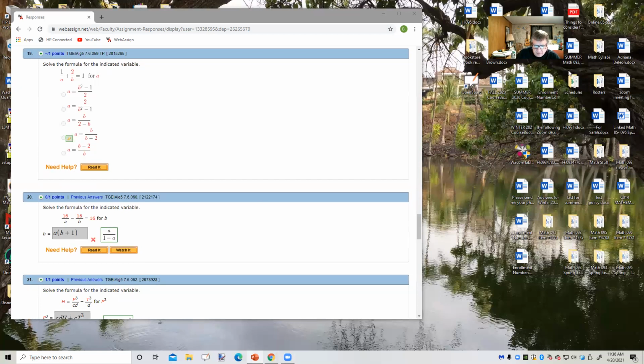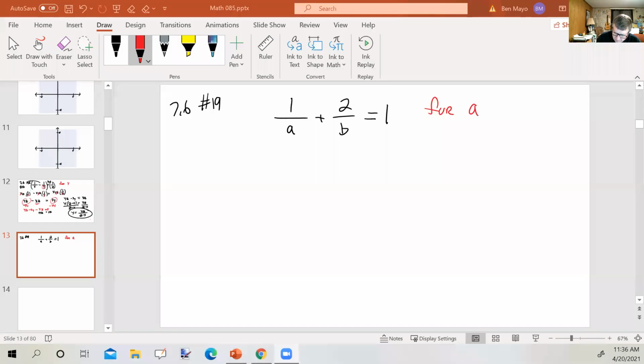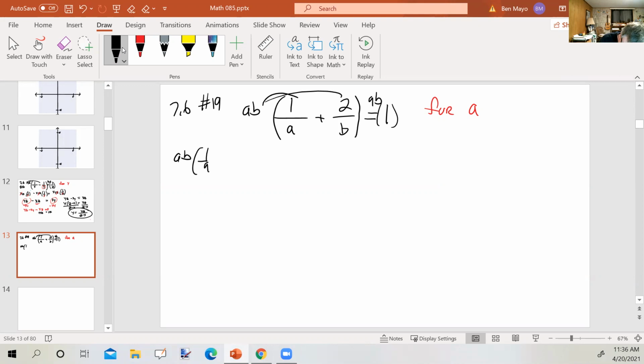All right. So let's go back to the whiteboard screen. So again, I'm going to multiply both sides by the LCD, which is AB. I'm going to distribute. So I've got AB times 1 over A plus AB times 2 over B equals AB times 1. Okay.